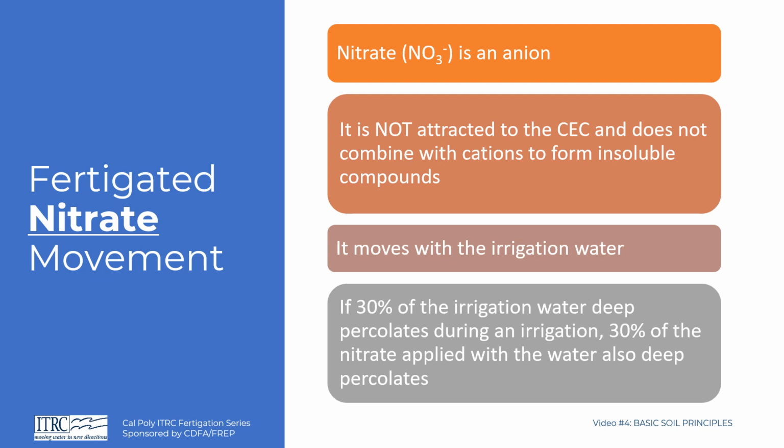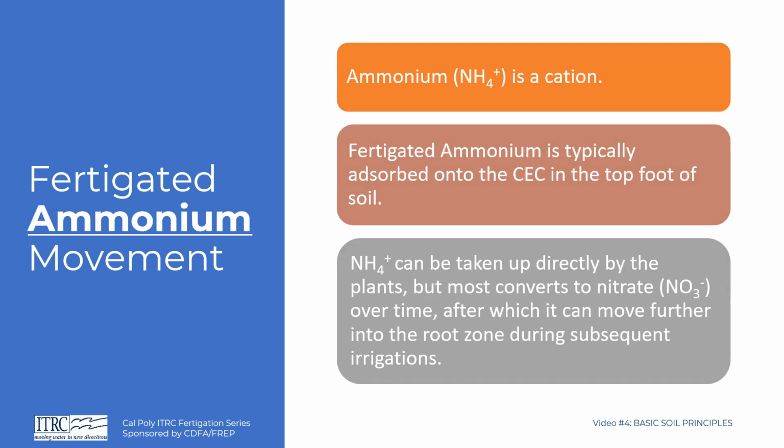And that means if 30% of the irrigation water deep percolates during an irrigation, well, 30% of the nitrate you applied with the water also deep percolates because it's just moving along with the water. It also means that nitrate is going to move throughout the root zone with the water. As you apply water, if you're applying nitrogen with that, or nitrate nitrogen, then it moves wherever the irrigation water goes. It doesn't just stay at the surface of the soil.